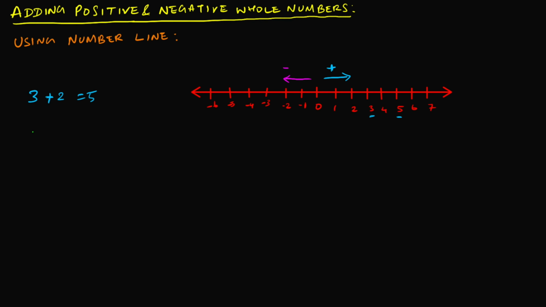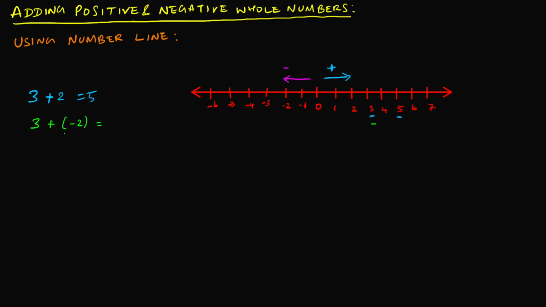Now, if we take one positive number and one negative number, say 3 plus minus 2. So we are basically adding 3 and minus 2 together. Now what we need to do is, we follow the same procedure. We start off from 0, and because we have plus 3 here, or the positive 3, we need to take 3 steps in the positive direction. So if we take 3 steps in the positive direction from 0, we'll land at 3.